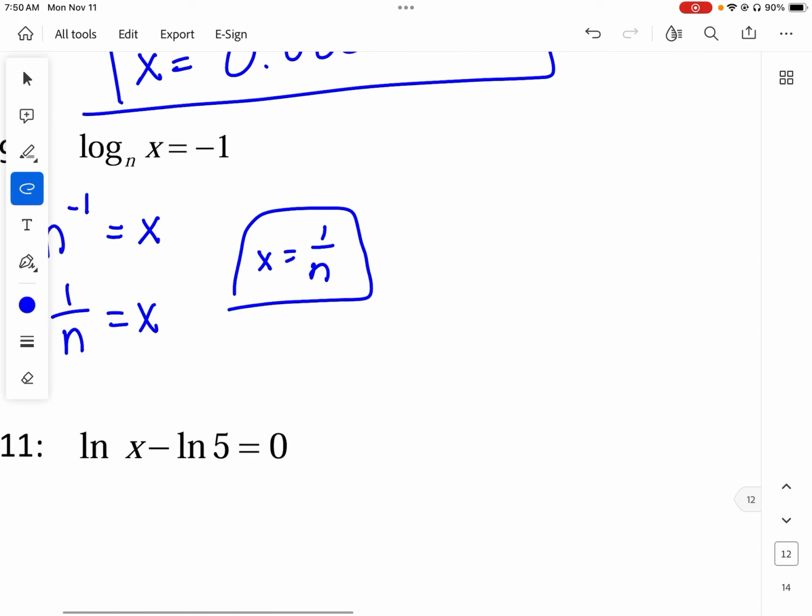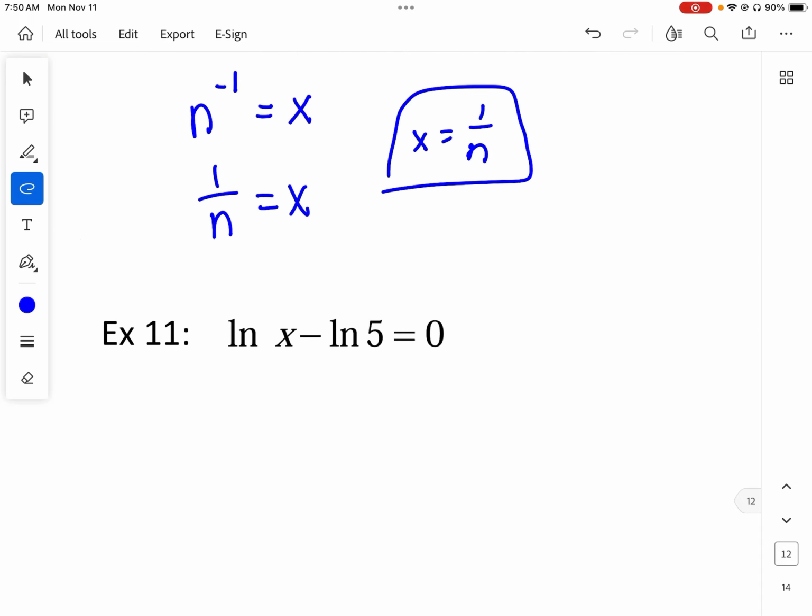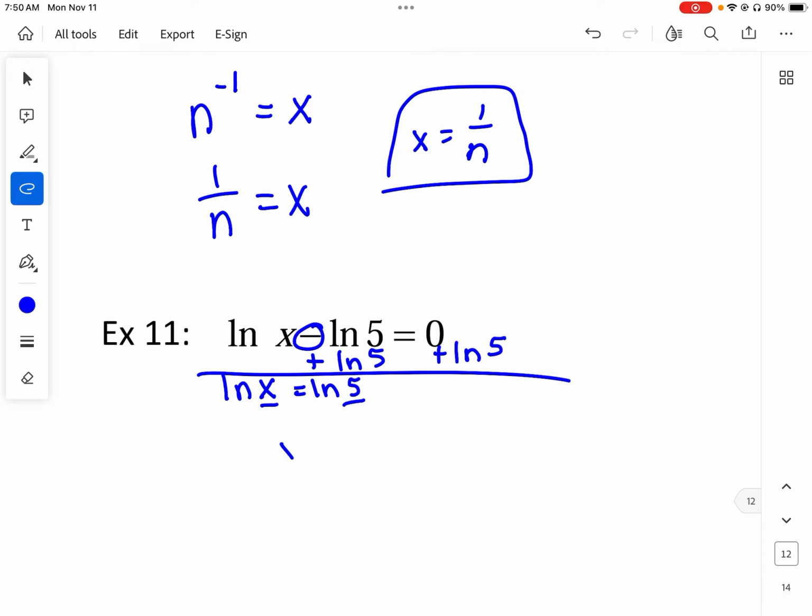Oh, I forgot this one. All right, whenever you have the rule where you're subtracting, it really means that we are going to do, well, one way would be to divide it. No, I'm going to move this over, actually. ln x equals ln 5 plus ln 5. So ln x equals ln 5. What that tells us is x equals 5.